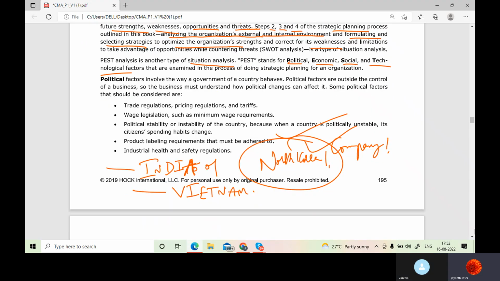Yeah, we can opt for that. But the thing is, you have spoken about one of the factors, which is economic factors. That's a good thing.